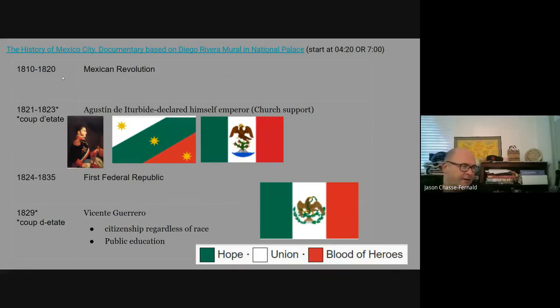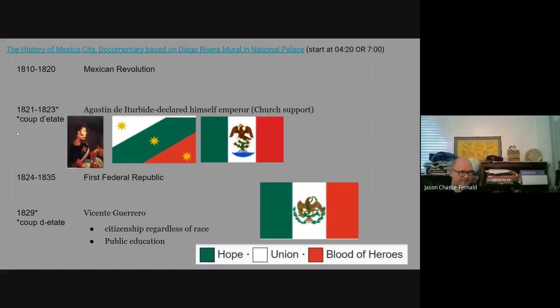So we have this period of the revolution, and then we see Agustin de Iturbide will declare himself emperor, and the church will line up behind him. So we see this kind of first empire, right? An emperor is what replaces the king or the monarch, right? And then there's a coup d'état, and then we see the establishment of the first French Republic.